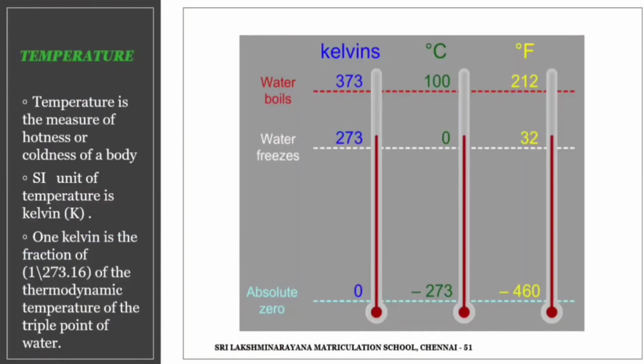Next, temperature. Temperature is the measure of hotness or coldness of a body. The SI unit of temperature is Kelvin, denoted as K. 1 Kelvin is the fraction of 1 by 273.16 of the thermodynamic temperature of the triple point of water. 0 Kelvin is commonly known as absolute zero.